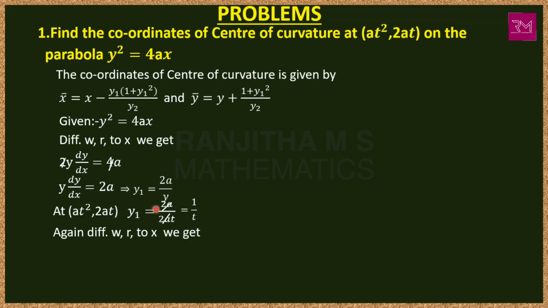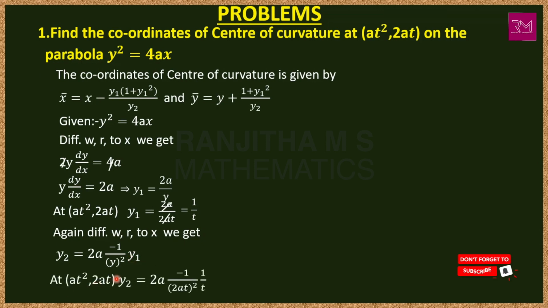Again, we have to differentiate this equation with respect to x. We get y2 as, here 2a is constant, take as it is, into 1 by y differentiation is minus 1 by y square into, again we have to differentiate y with respect to x, we get y1. At the point at square, 2at, the y2 becomes, substitute x value as at square, here no x value, and substitute y value as 2at here.